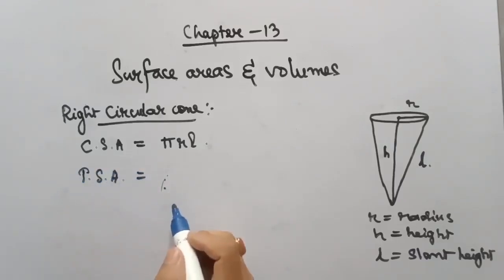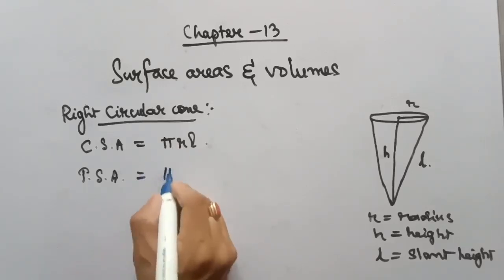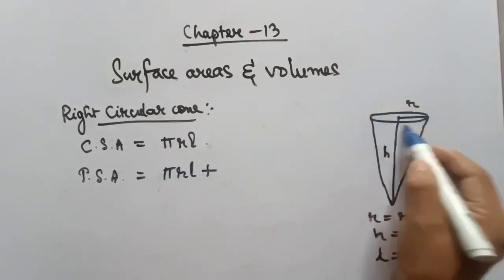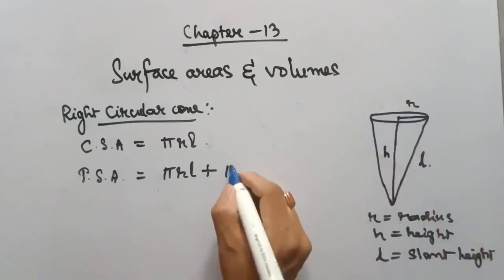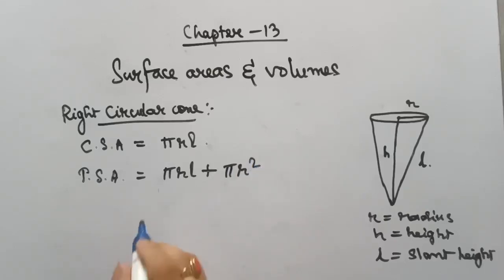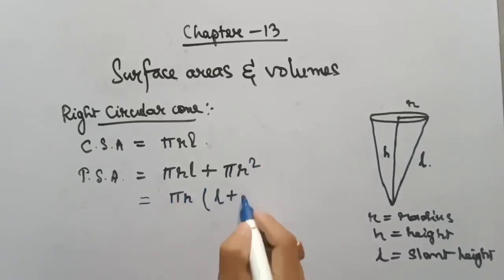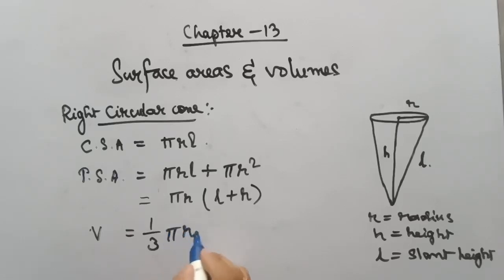The total surface area of a cone will be equal to the curved surface area, pi r l, plus the area of this circular top. That is, the area of this will be pi r square. So the total surface area of a cone will be pi r (l plus r), and the volume of a cone will be given by 1 by 3 pi r square h.